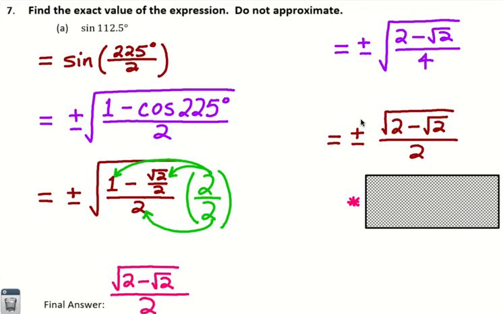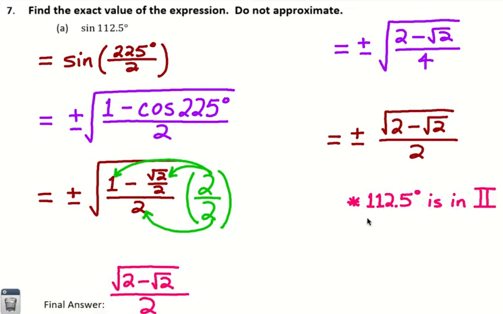And finally, the sine of 112.5 degrees. Remember, that's what we're doing. At the end of the day, what we're looking for is what is the sine of 112.5 degrees? Is that destined to be positive or negative? I mean, 112.5 degrees is in quadrant 2. Is the sine positive or negative in quadrant 2? It's positive. And that's why my final answer right here is positive. Okay?